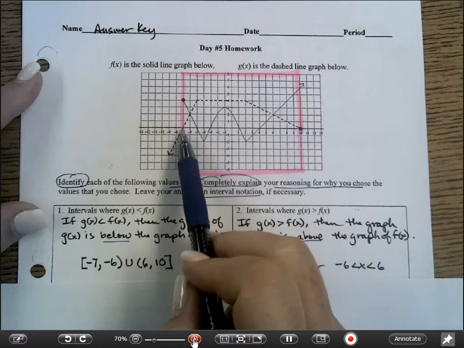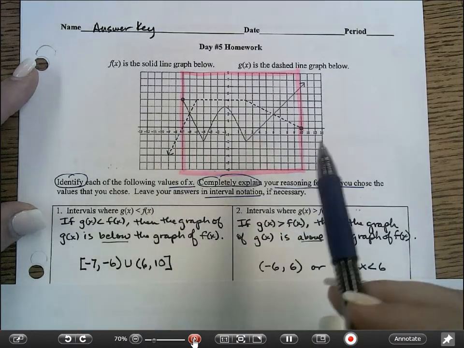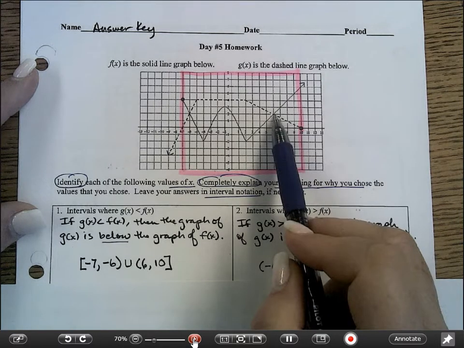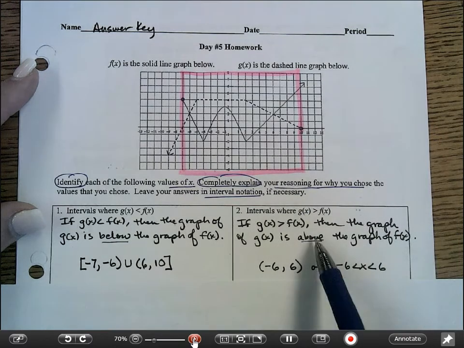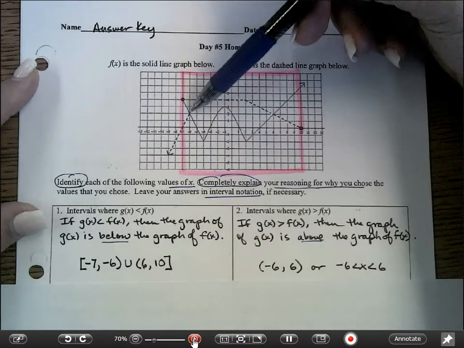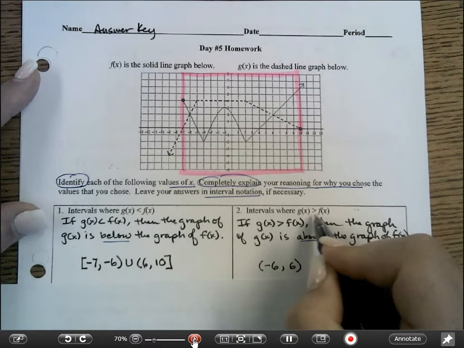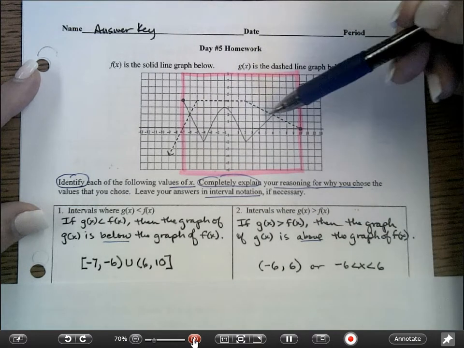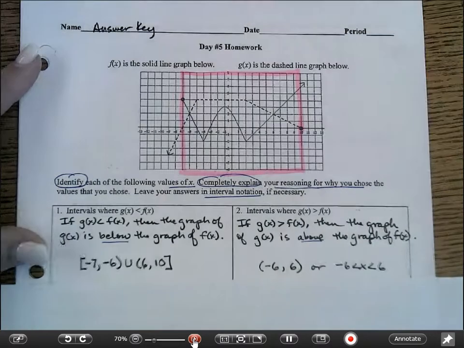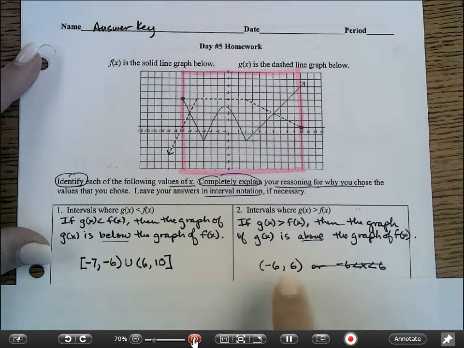We've got -7 to -6. And then the next time when the dashed is below is from 6 all the way to 10. And then here the dashed is above the solid from -6, again, not including because I don't have the equal to symbol. So we've got -6 all the way to 6, and then not or because we want interval notation.